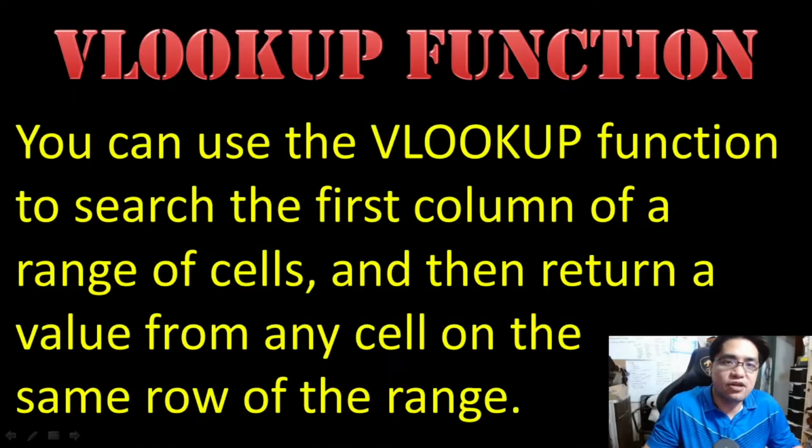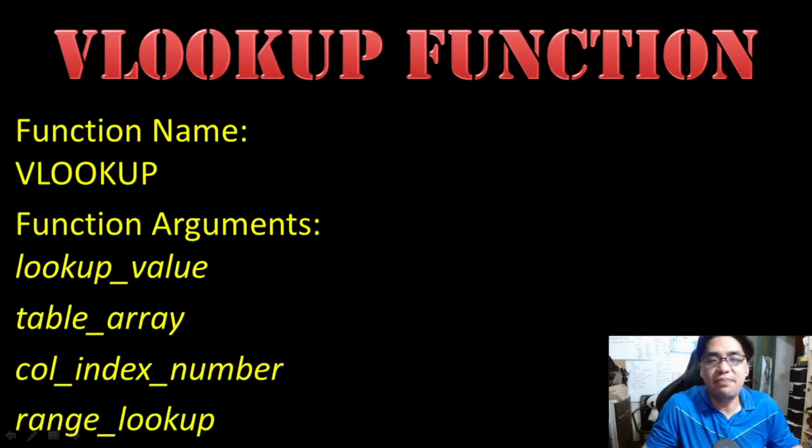As usual, let's start with the function definitions. Now this is from Microsoft Excel's own help document. VLOOKUP function. You can use the VLOOKUP function to search the first column of a range of cells and then return a value from any cell on the same row of the range. For the VLOOKUP function, the function name is VLOOKUP, and for the function arguments, we have the lookup value, the table array, the column index number, and the range lookup.